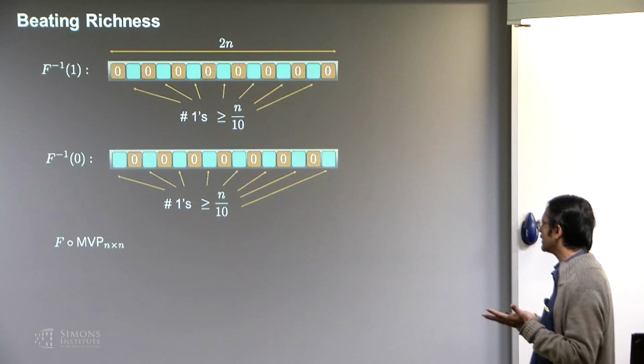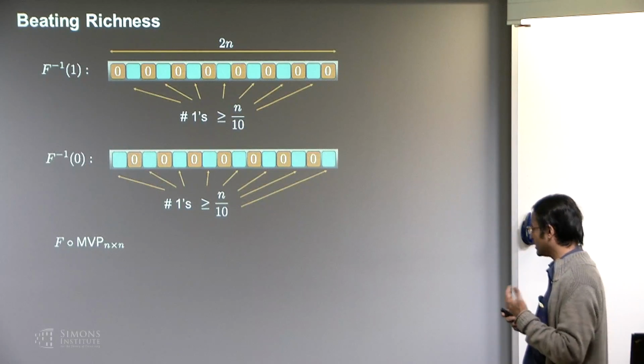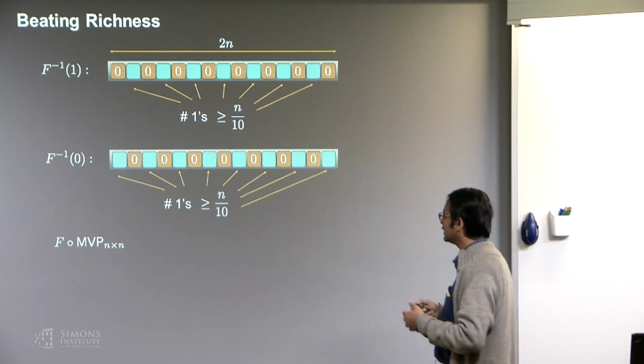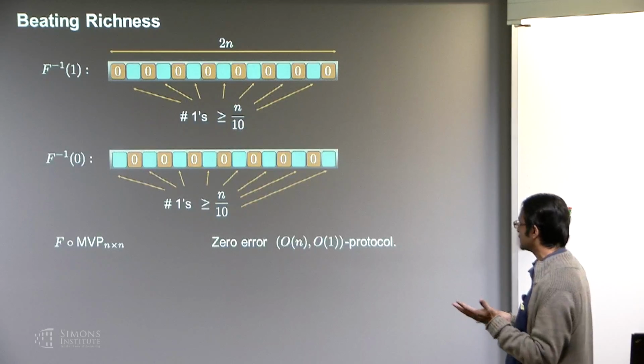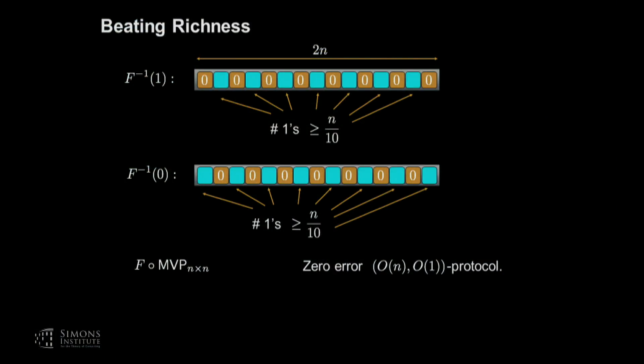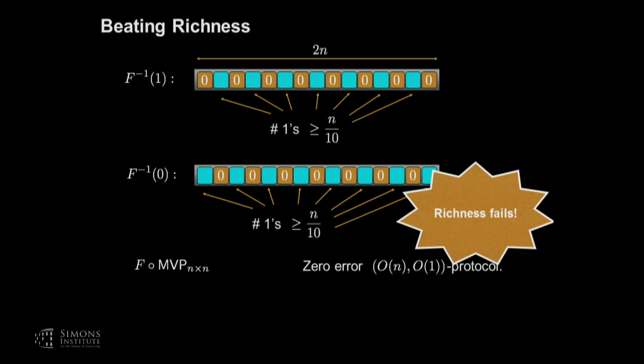So it has a small zero error query complexity, and therefore, if you lift it with this matrix vector product, that thing will have a small zero error protocol of cost order n, order 1, right? Because for each query you have to send n bits to Bob, and Bob sends back this one bit answer. And therefore, richness would fail to give you anything better than that, because richness ends up proving lower bounds also for one-sided error.